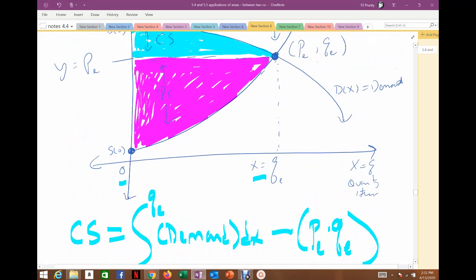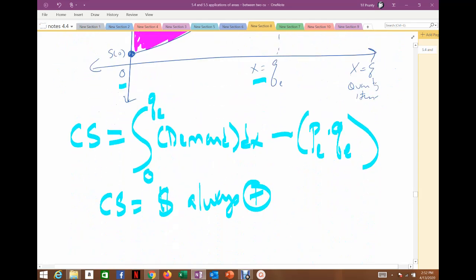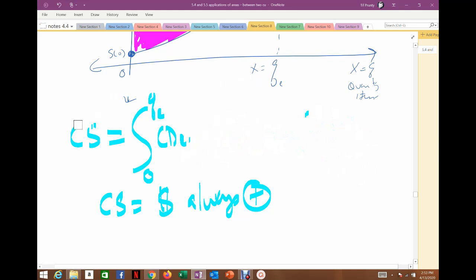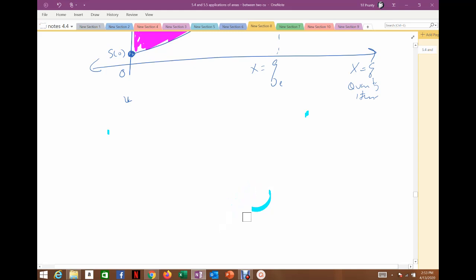Now the producer, there's my consumer surplus. Now I'm going to erase it and draw the producer surplus. And then the last set of notes are going to be applications. We're going to apply this. All right, so now the pink area.